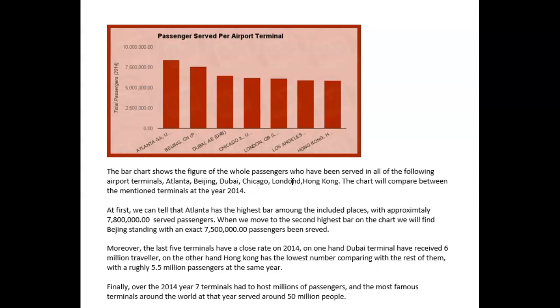At first, we can tell that Atlanta has the highest bar among the included places, with approximately 7,800,000 served passengers. When we move to the second highest bar on the chart, we will find Beijing standing with an exact 500,000 passengers.